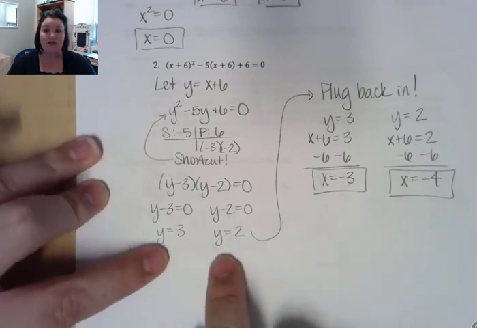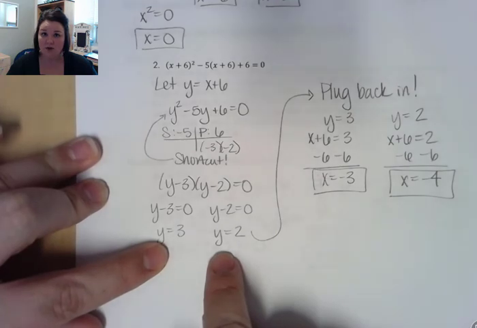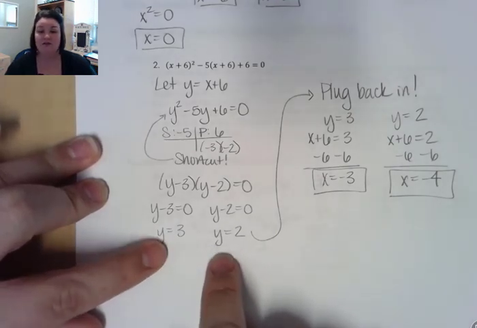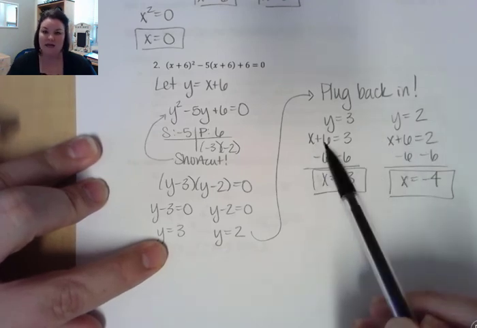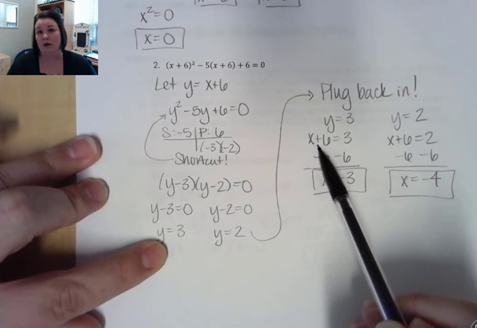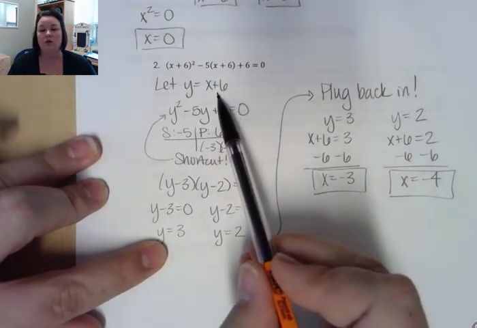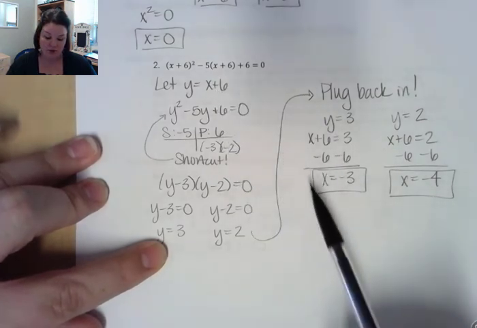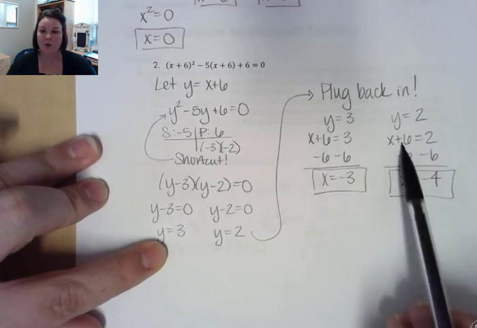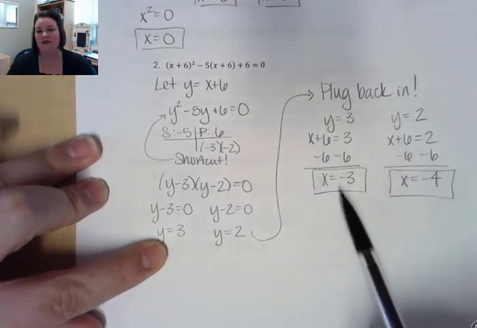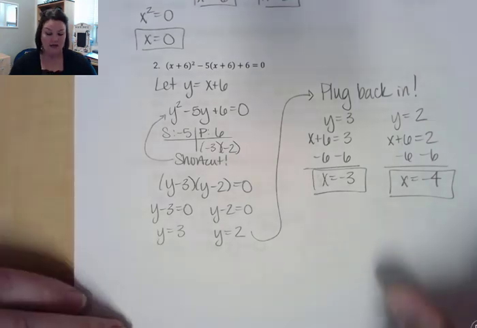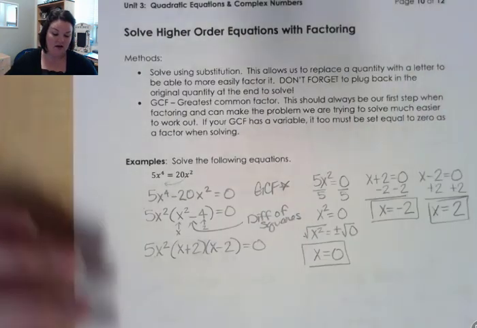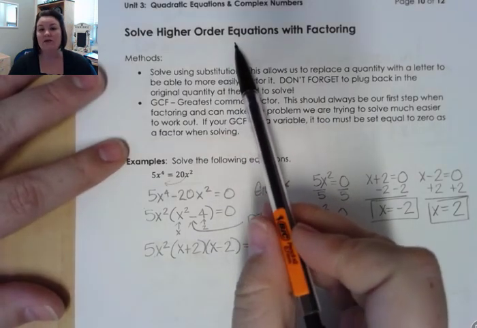Now these are my solutions for my substituted variable, not my solutions for my final answer. So once I have my solutions for my substituted variable, I have to substitute back in what that variable represented. So here I replace the quantity x plus 6. I'm putting x plus 6 back in for y and solving, which should give me a -3 and a -4. Okay? All right, so that is the end of solve higher order equations with factoring.